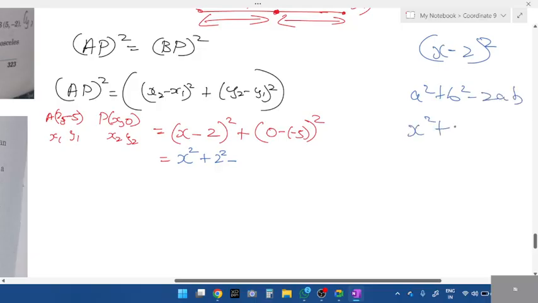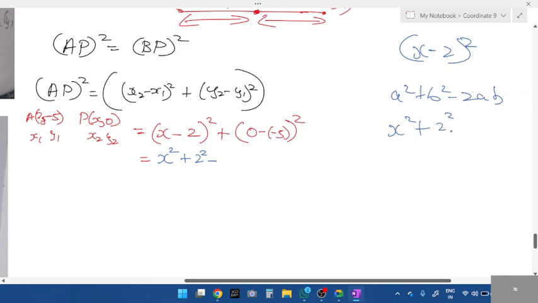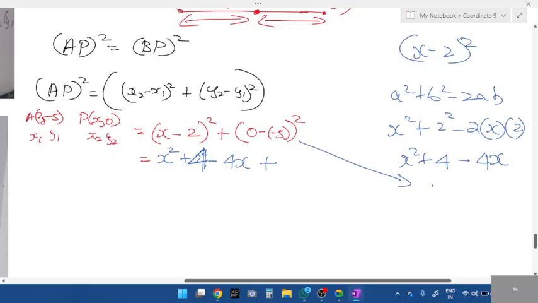X square plus what is b? Minus 2 into x into 2. Don't take the sign, only the numbers. X square plus what is 2 square? Not 4. 4 minus 4x. Shall I write that? 4x plus what is this? Do it in working column. What's the value? Minus into minus is plus. 0 plus pi the whole square. What is pi square? 25. X square plus 4. What is plus 4 and plus 25?